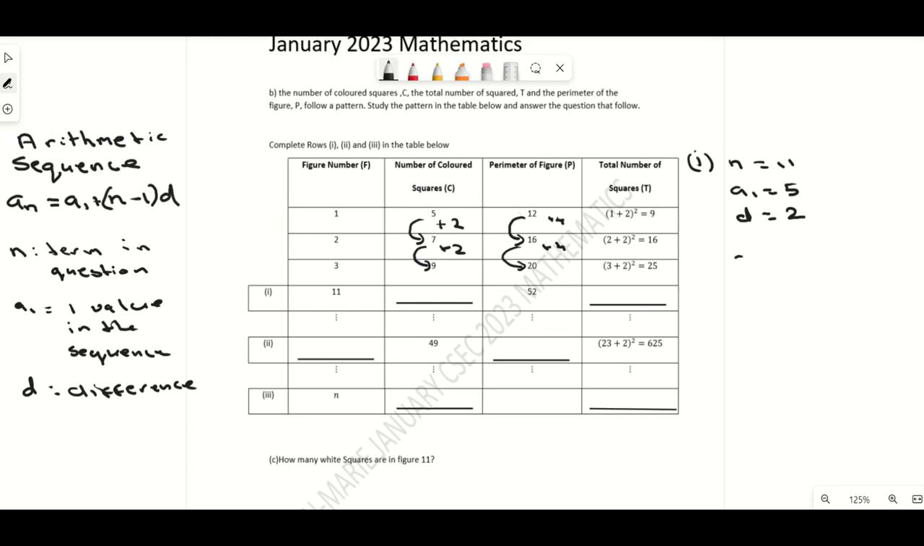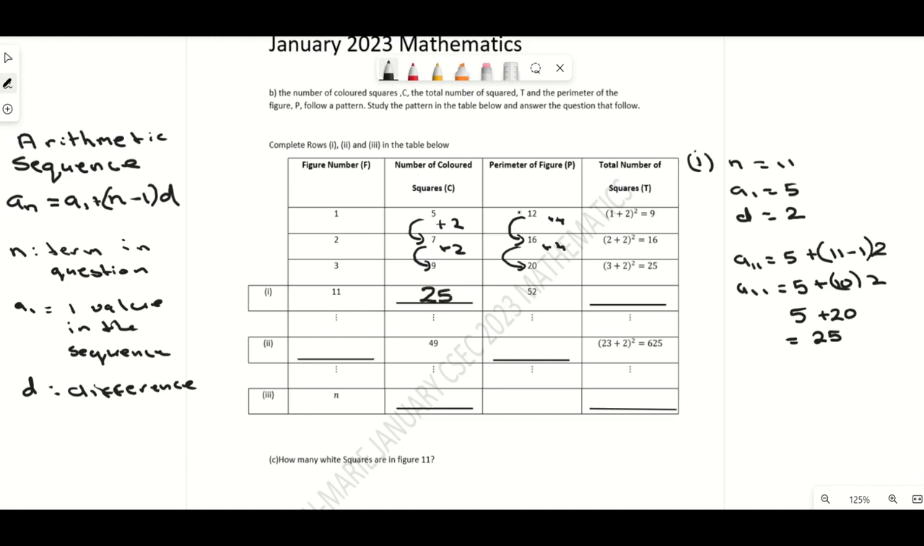n is equal to 11. So A11 is equal to A1, which is 5, plus open bracket, n is 11, minus 1, close bracket, times your difference, which is 2. So we're going to do this. A11 would be 5 plus 11 minus 1 is 10, times 2, which is 20. So it's 5 plus 20, which is equal to 25. So for my number of colored squares for my 11th term, this would be 25.